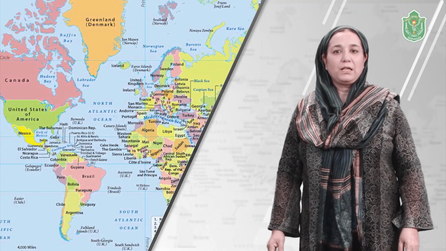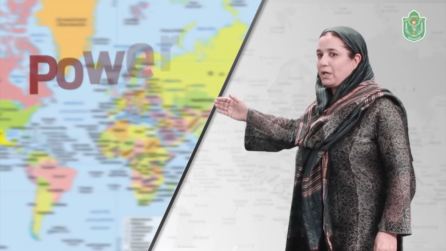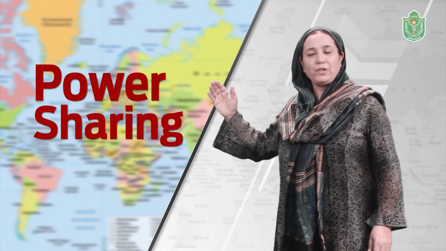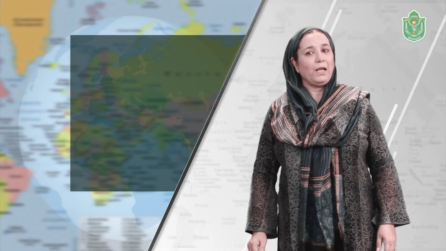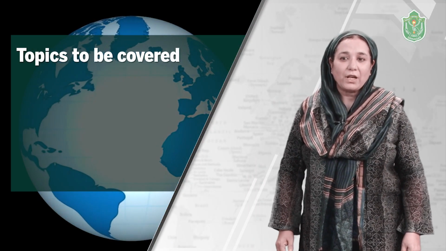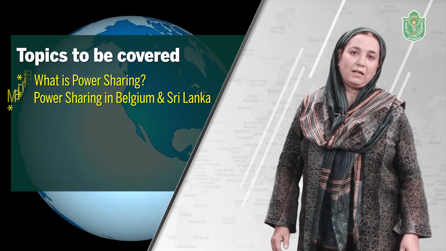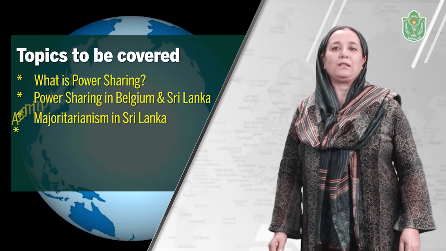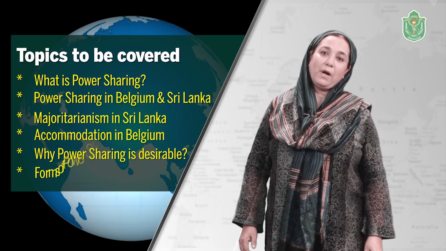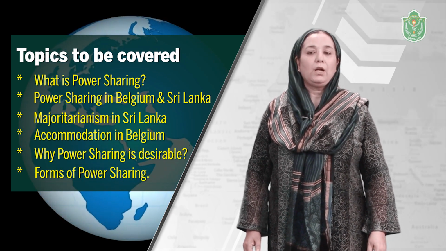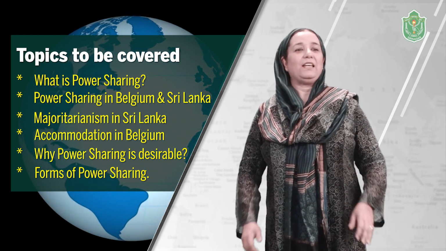The topic we will discuss today is chapter 1 of class 10th civics, that is power sharing. Now look at the screen, children, and let's see what topics we will cover. First, what is power sharing. Then power sharing in Belgium and Sri Lanka. Majoritarianism in Sri Lanka. Accommodation in Belgium. Why power sharing is desirable. Forms of power sharing. So children, let's get started.